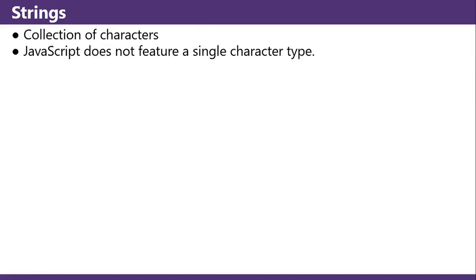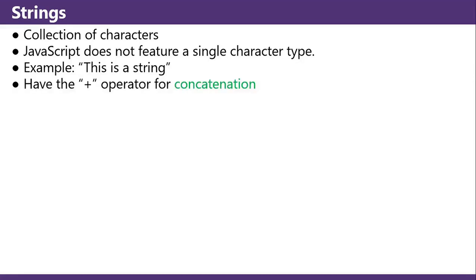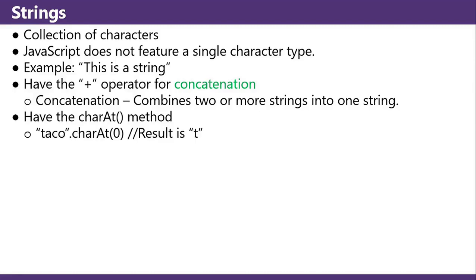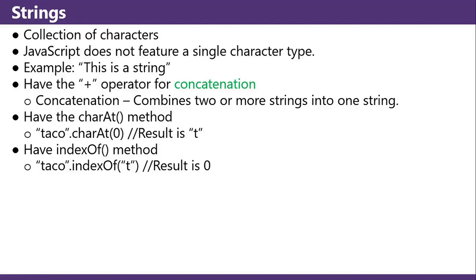Strings. A collection of characters. JavaScript does not feature a single character type. Example, "this is a string". You have the plus operator for concatenation, which means putting two or more strings together and putting them into one string. You have the charAt method: taco.charAt(0), the result is t because that's the 0th character in the string. They have the indexOf method: taco.indexOf("t"), the result is 0 because the index of t, which is the first character in the string, is 0.